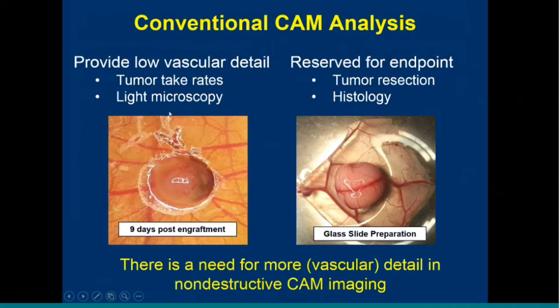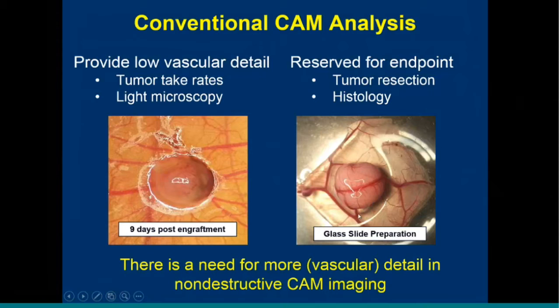But when we excise this tumor for histology, we noted that the vast majority of the tumor mass and vasculature was actually below the surface of the CAM. And so to kind of guide you here, we placed a glass slide over this tumor where the CAM is growing over top the surface of the tumor, and then we cut around it and flipped it. So this is the same tumor, just upside down. And so the CAM is on the bottom of this image, and the tumor is protruding out.